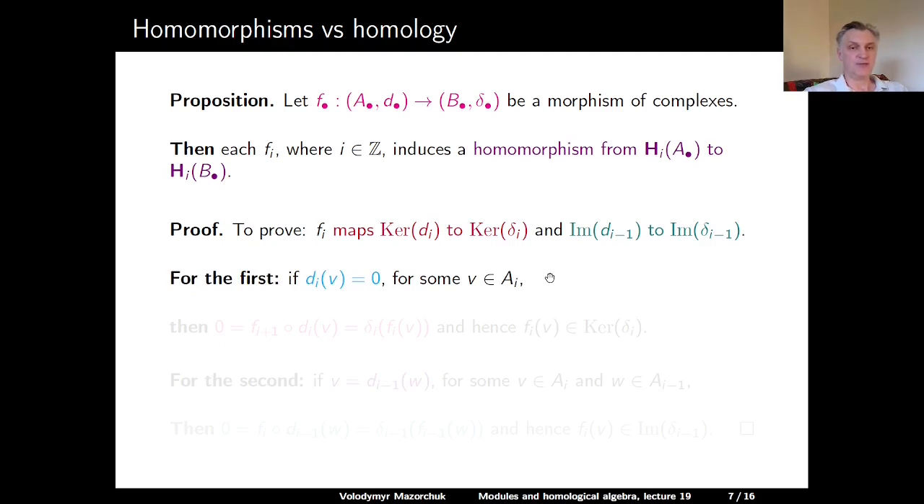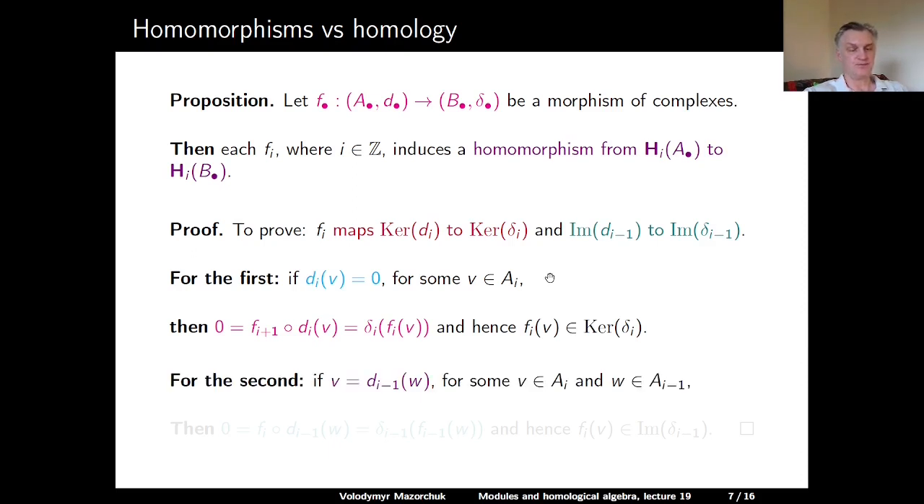To prove the first claim, let V be an element in AI and assume that it's in the kernel of Di, so Di of V is 0. Then, if we apply to Di of V, which is 0, the homomorphism Fi plus 1, we will get 0. But Fi plus 1 after Di is equal to delta I after Fi of V. And this means that 0 is equal to delta I applied to Fi of V. In other words, Fi of V belongs to the kernel of delta I. This proves the first claim.